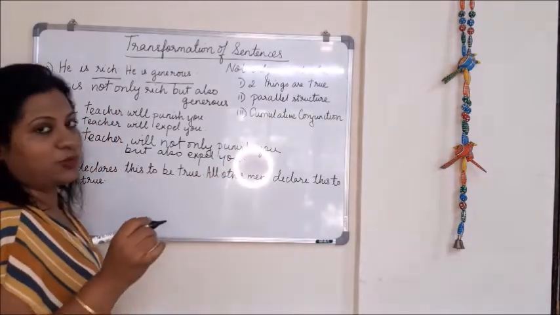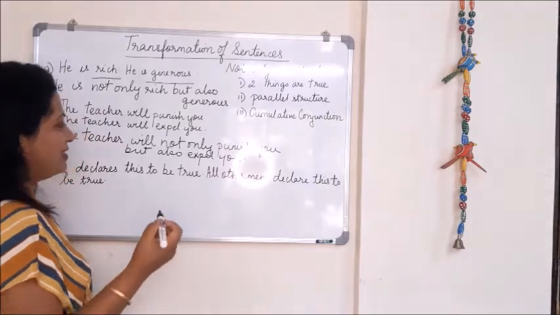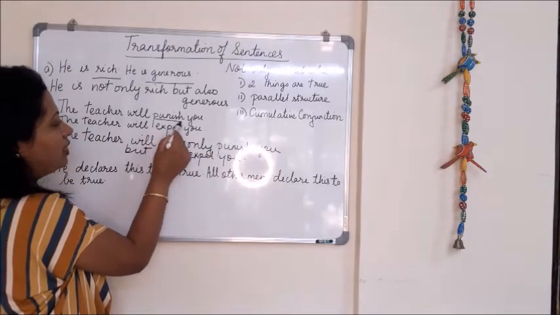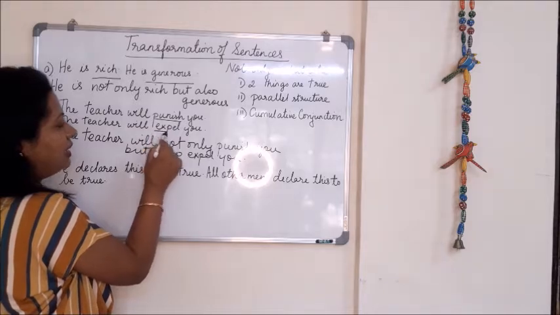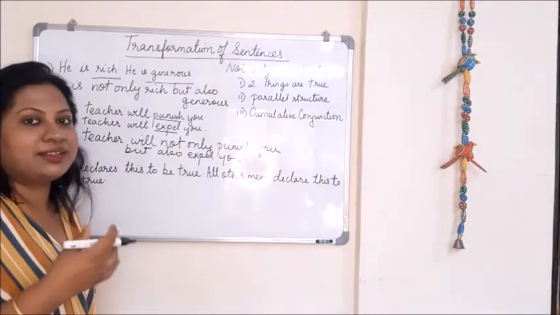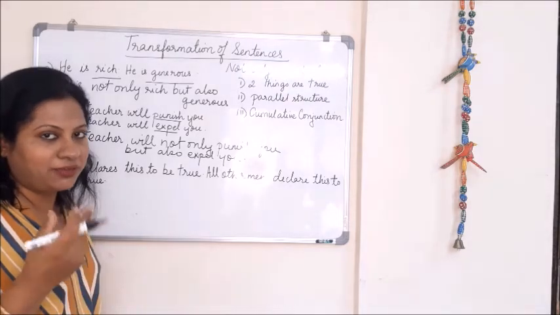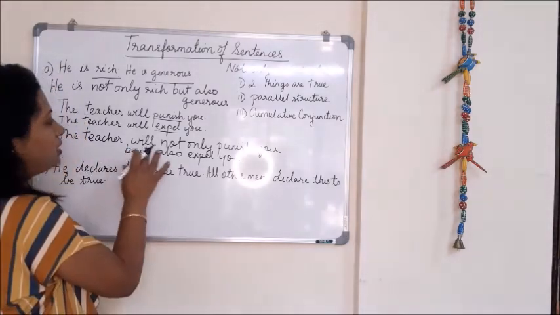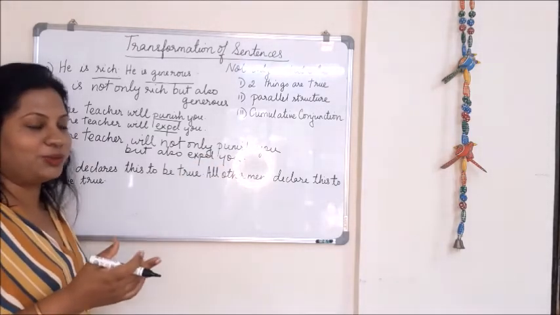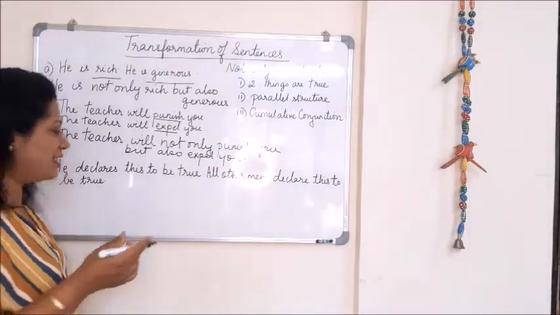Here also, what we can see is that we are using not only before the verb, because the verb over here is different, and in the second sentence we have a different verb. In the first sentence it is punish, and in the second sentence it is expel. Therefore, when we are combining, the teacher will not only punish you but also expel you. Let's move on to the third sentence.